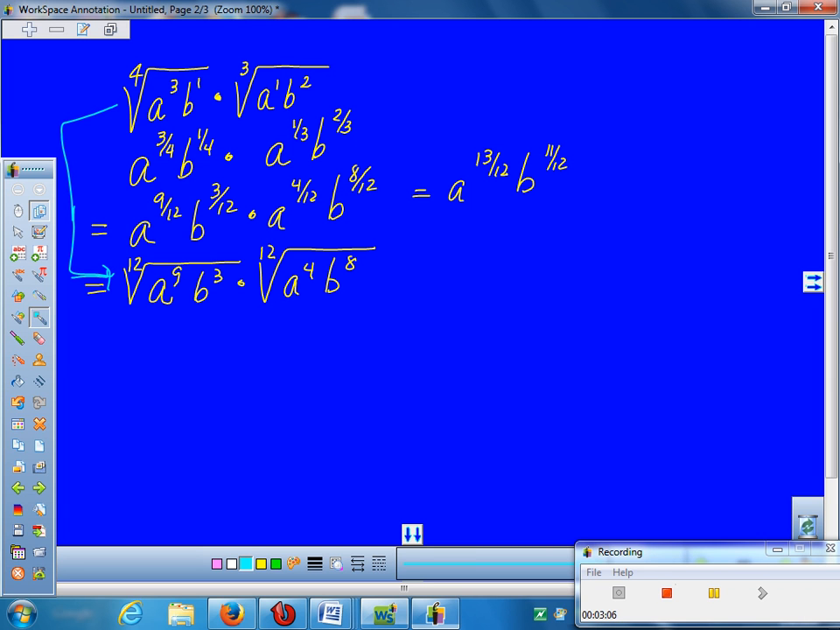So you actually don't have to go change it into all the fraction stuff. You just make them have a common index. You look at 3 and 4 and go, oh, I need them both to be 12. And now, multiply them. Whoops, wrong color. What do I get when I multiply a to the 9th and a to the 4th?